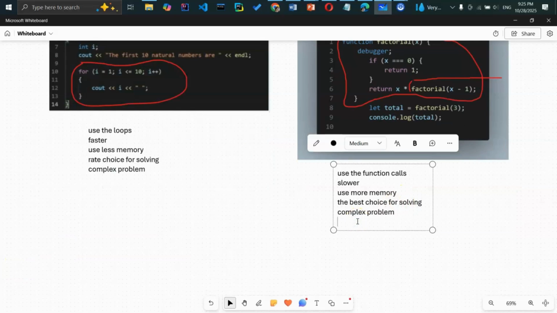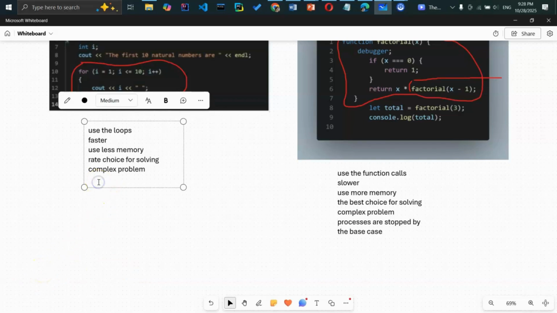Recursion has a base case, right? Processes are stopped by the base case. Recursion has a base case and processes are stopped by the base case, right? Let's discuss that in the next parts, right?